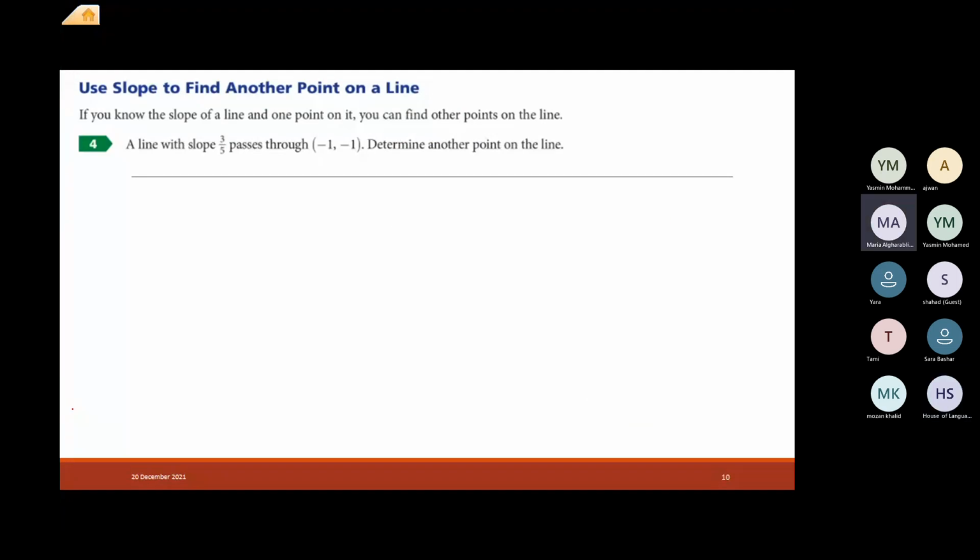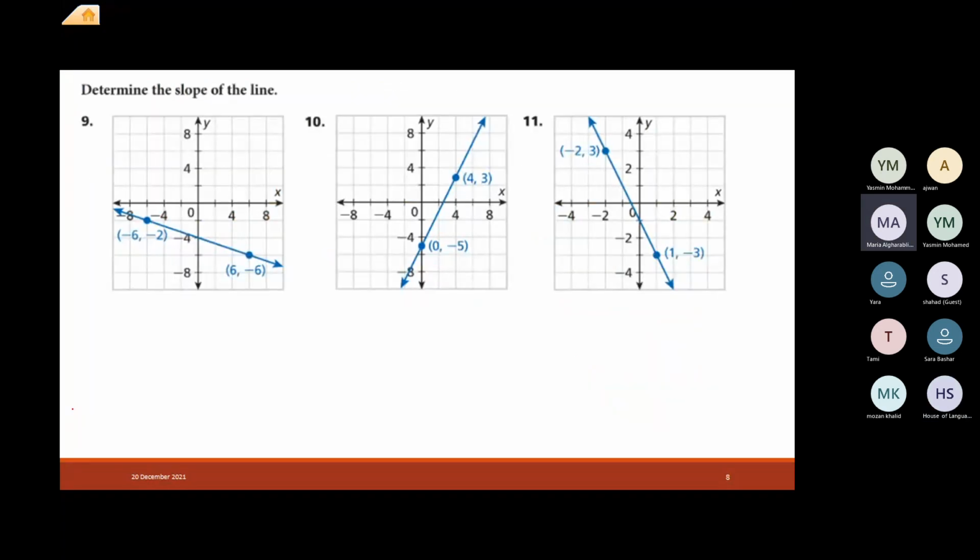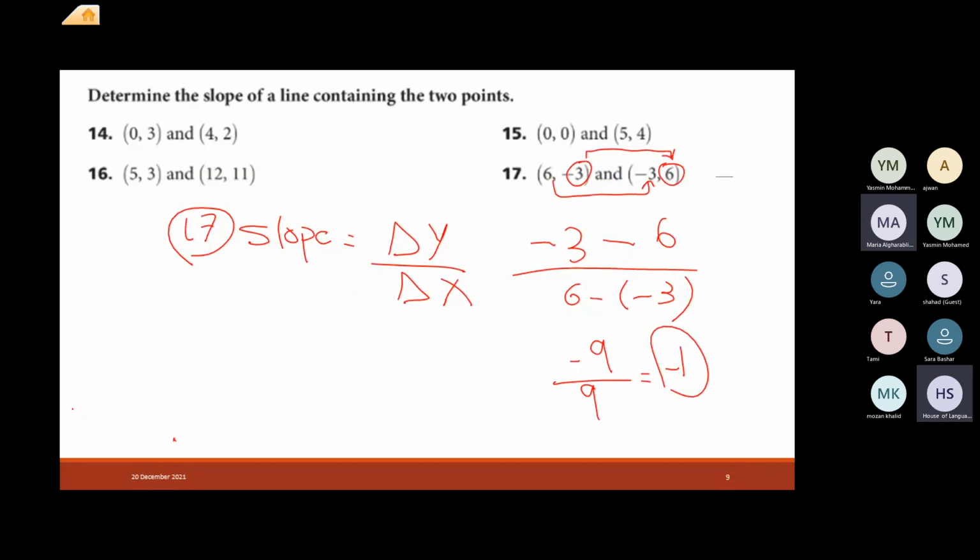I have a question. What did you say, Maria? Teacher, I have a question. I didn't understand something. Which one? Can you get back to the slide before? Yes, teacher, number 17 in the slope. Teacher, because I was absent for like 3 days before, and I was on a travel. So teacher, can you just explain it one more time because I didn't get it.